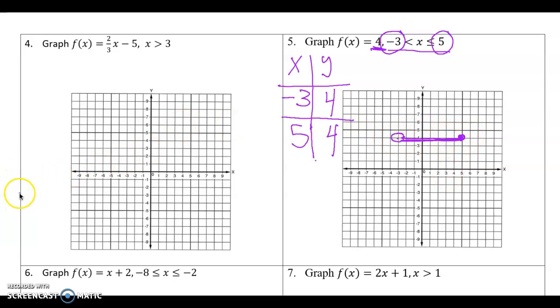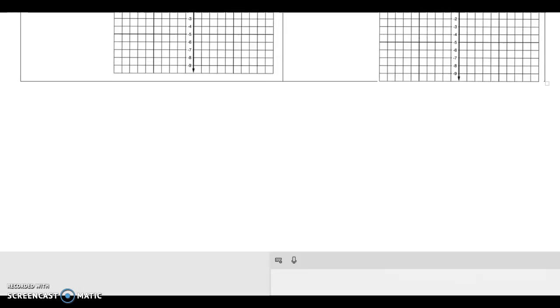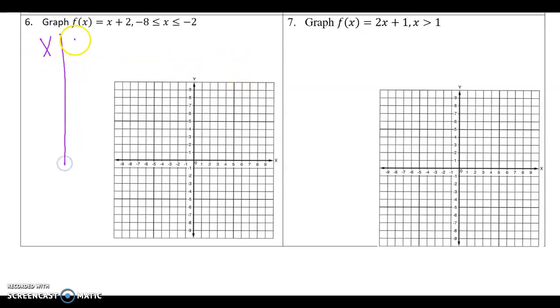Okay, let's go ahead and do one more example, just to make sure we understand how to graph parts of functions with a domain restriction, as I like to call it, because this will make graphing piecewise functions so much easier. Okay, let's look. So we have to create our x and y table. Let's look at our domain restriction. -8 is less than or equal to x, which is less than or equal to -2. So it gives me two x values from -8 to -2.